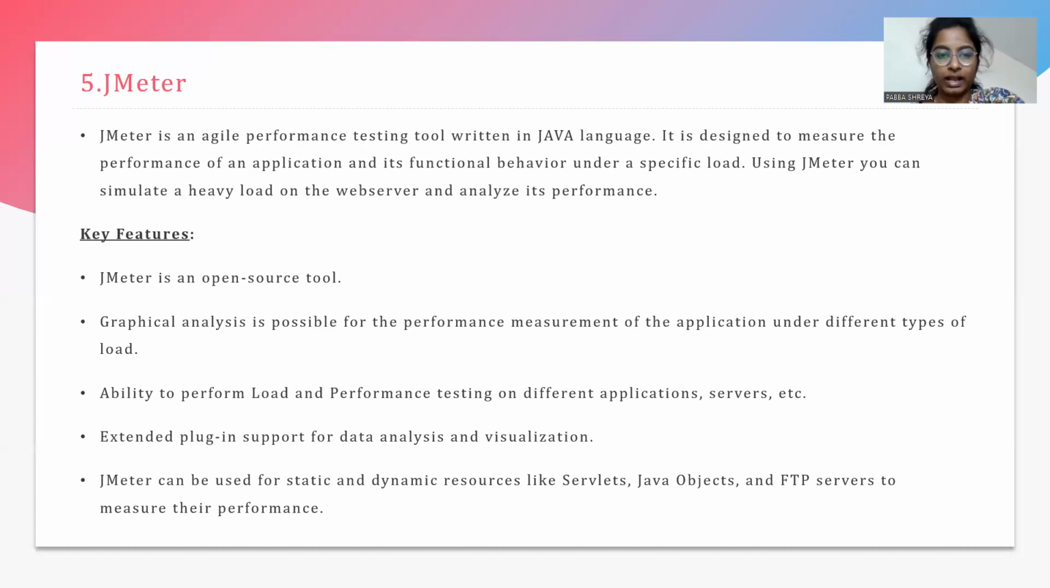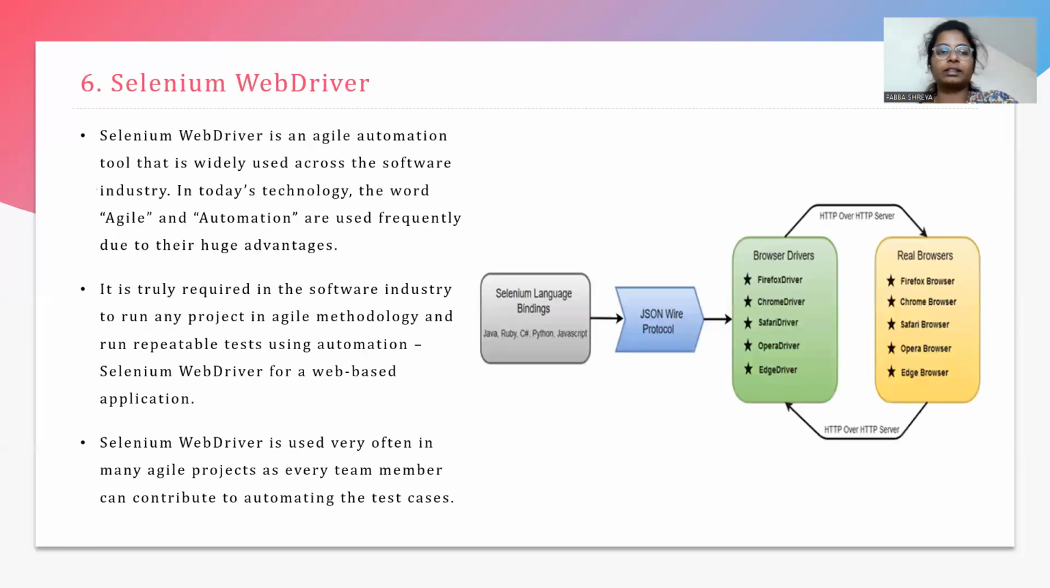JMeter can be used for static and dynamic resources like servlets, Java objects, and FTP servers to measure their performance. And I have selected Selenium WebDriver as this is a very popular agile tool used by many people.